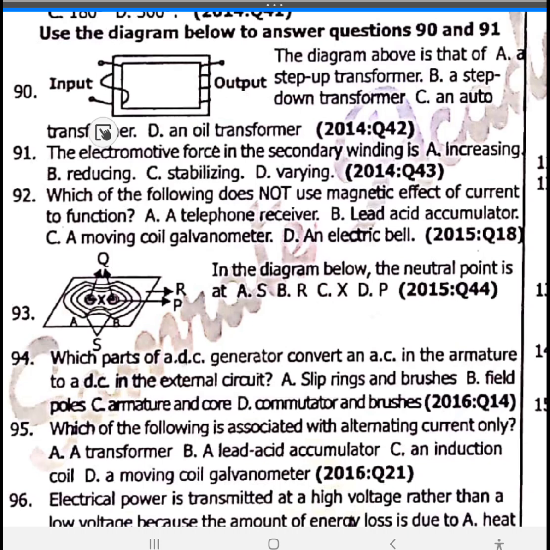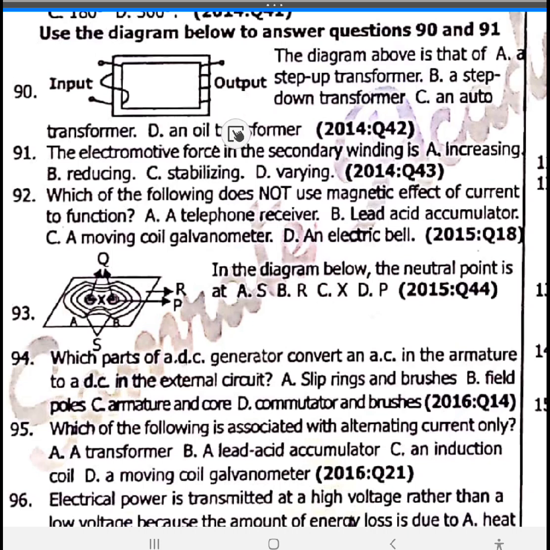You get more rings on the output than the input. So number 90. The secondary coil has more turns than the primary coil. So the input is the primary, the secondary is the output. So it's a step-up transformer. 90 is option A, a step-up transformer.